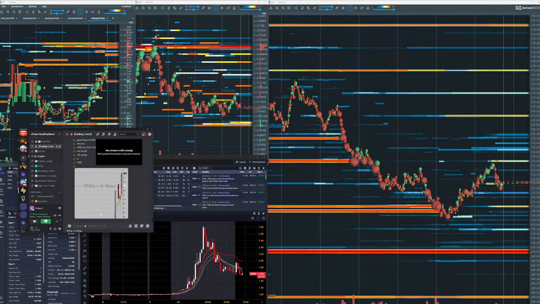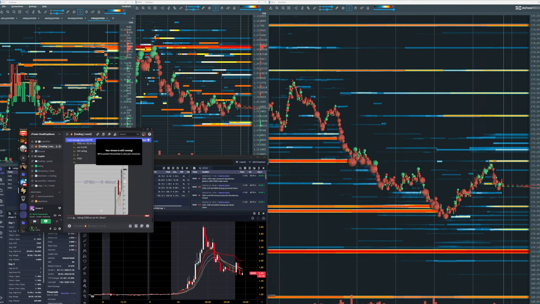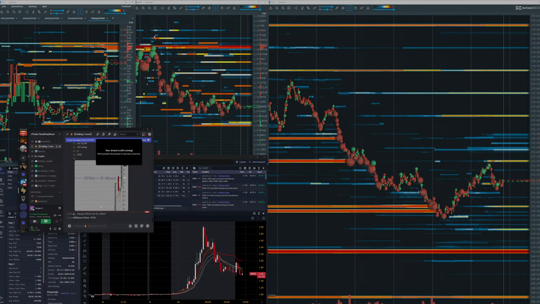Liquidity over here, 560, so this can push strong. 570, 575. So we can see over here more at 570. So we're selling more at 570s.